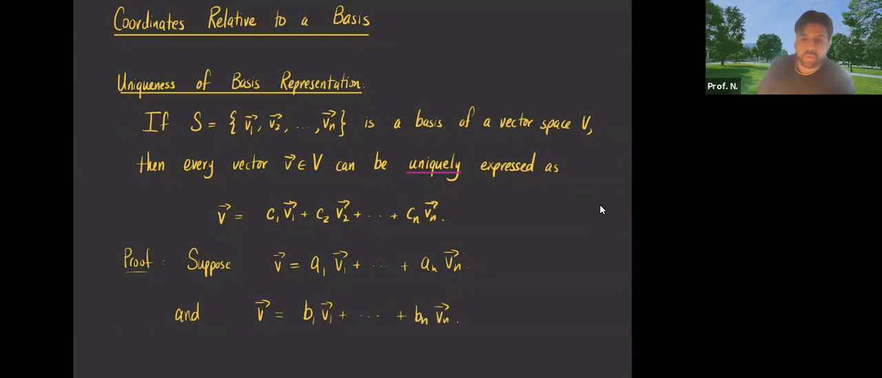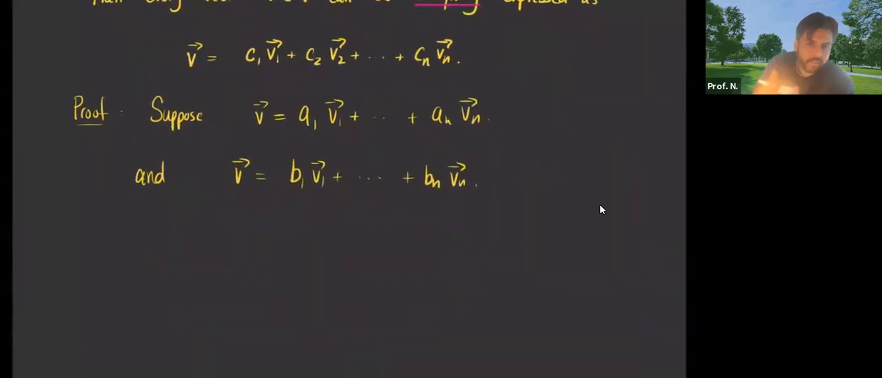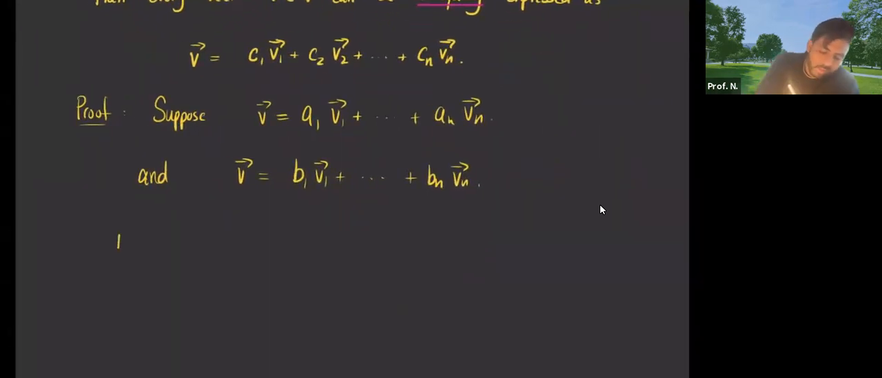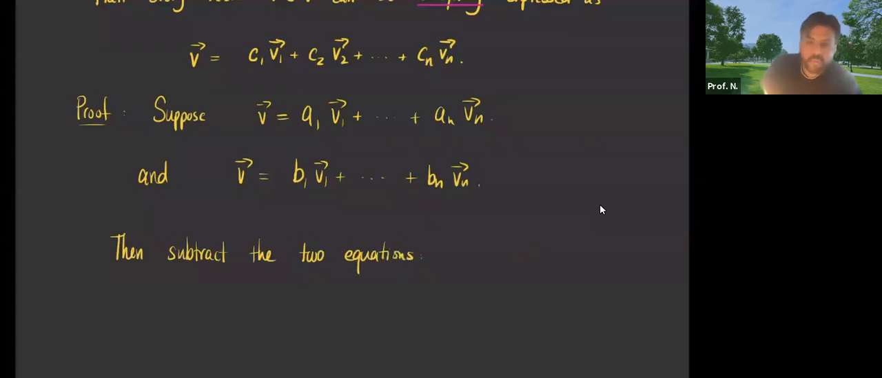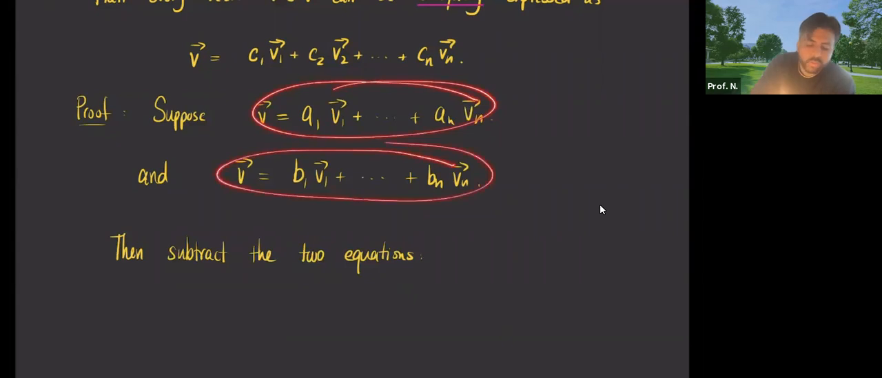Does everybody see what the nature of this proof will be like? Suppose that there were two different representations for V, utilizing the same basis vectors. Does everybody see that? Now, if this were the case, then subtract the two equations. If we were to subtract this equation from this equation, what would happen?